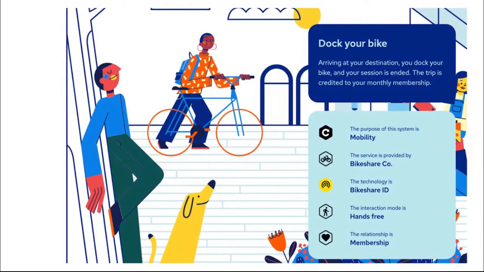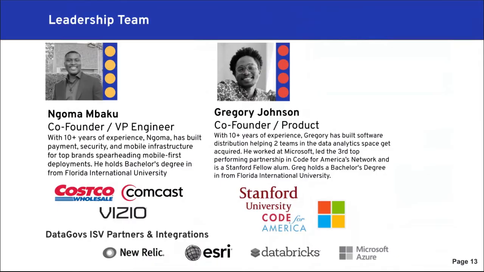There are different ways people identify with being a member, a part of community and brand. And what we see is helping organizations as they facilitate this relationship using technology to give them that edge. So a little bit of background of DataGovs.